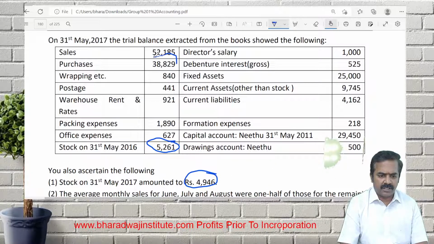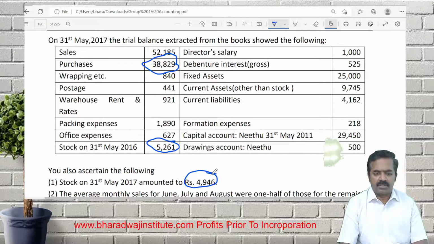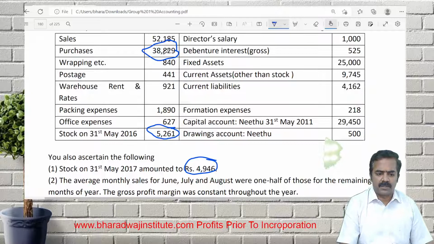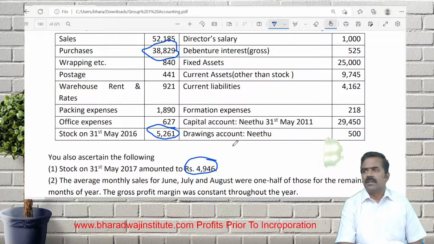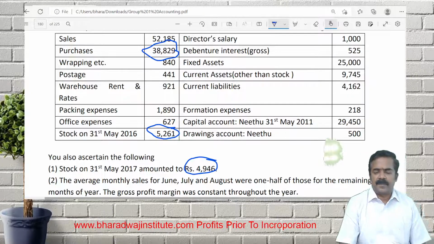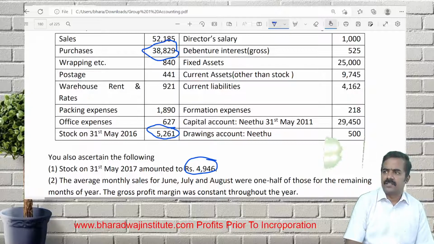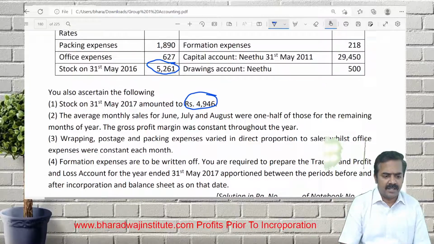Purchases are given. Closing stock is given. We can work out cost of goods sold. Opening stock plus purchases minus closing stock will give us cost of goods sold. Sales minus cost of goods sold will give us gross profit. That can be apportioned in sales ratio.